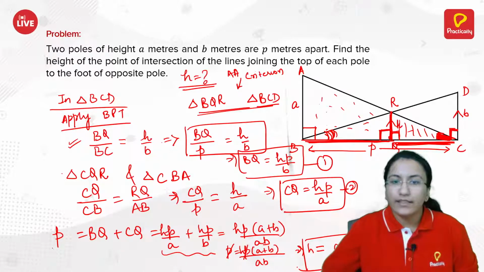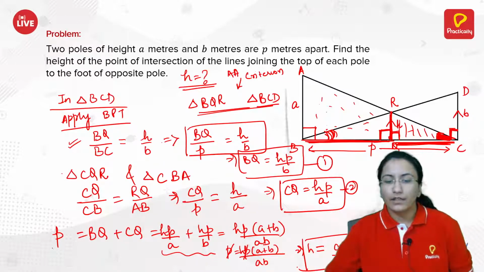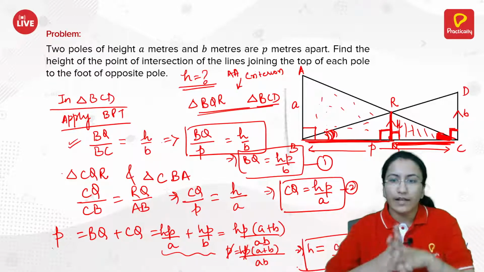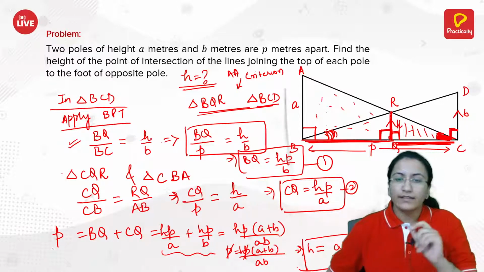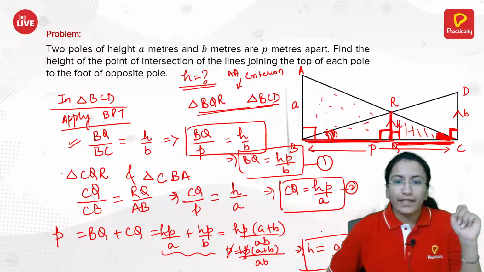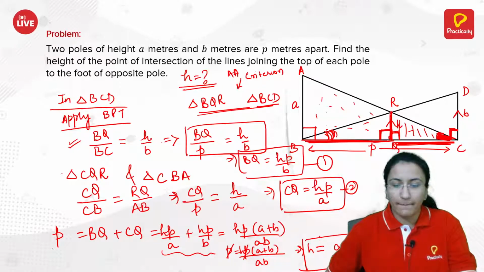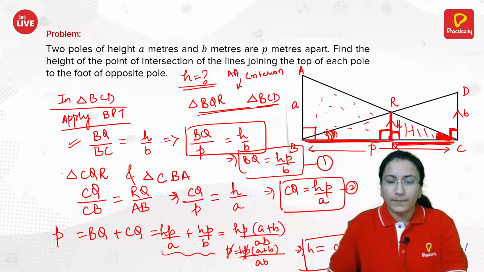Anyone having any doubt how we have written the height from this? Height required is A into B by A plus B. A into B by A plus B.